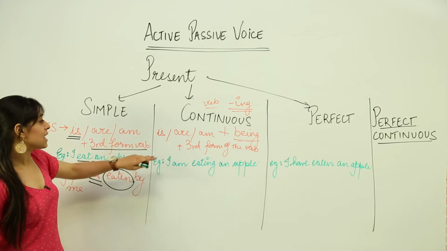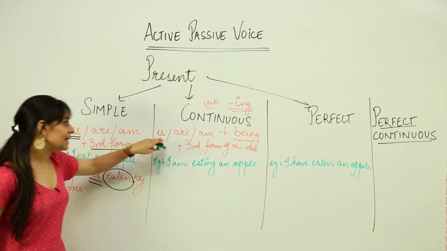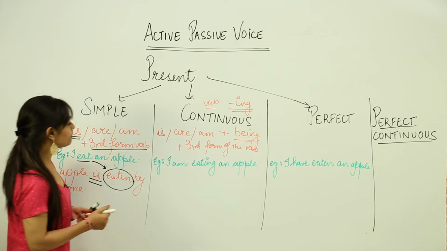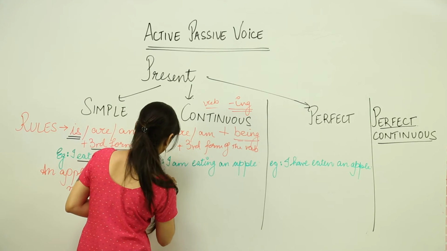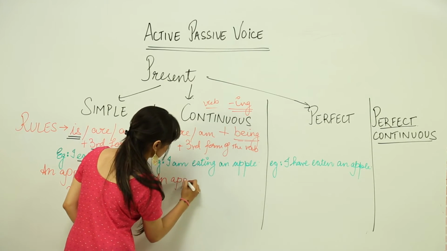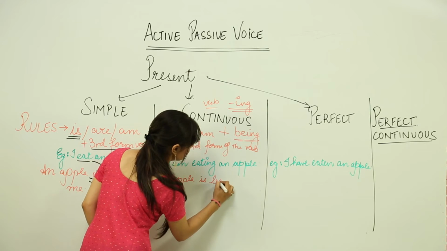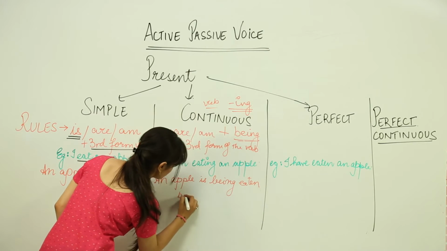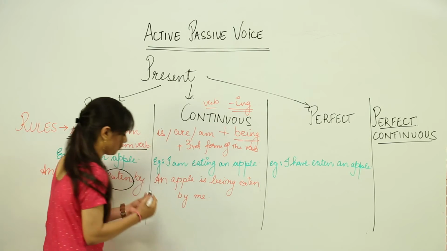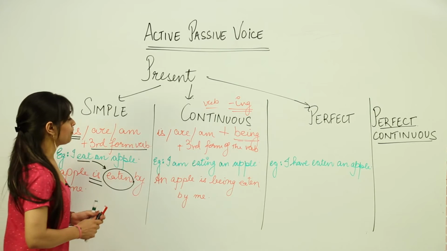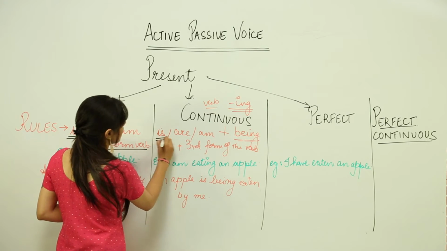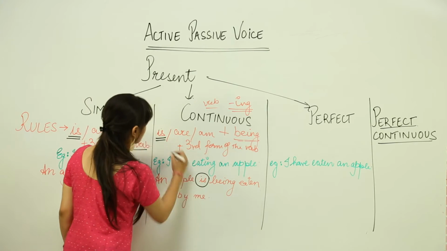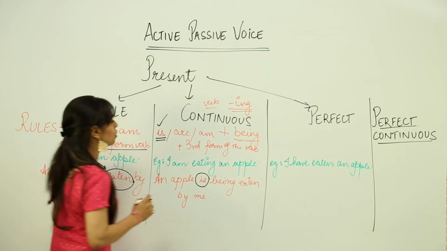Let's understand this, that we need to justify these rules in a passive voice. For example, an apple is being eaten by me. Now let's understand this. As per the conditions, is, are or am has to be used. So we use is. First condition has been used.